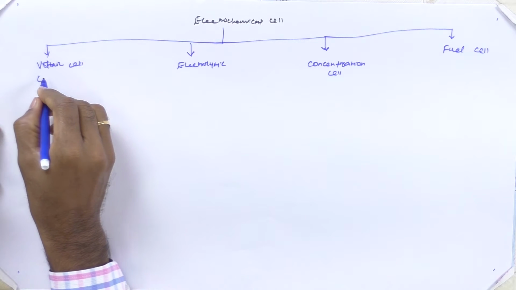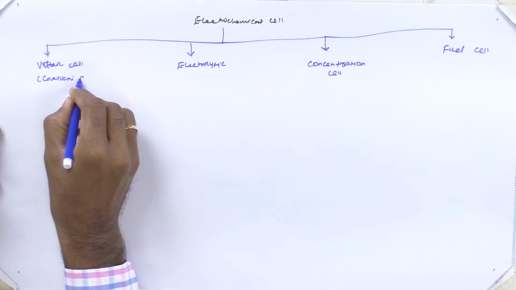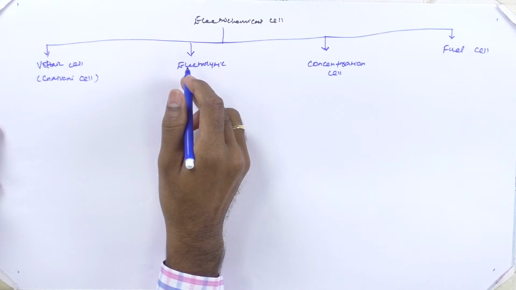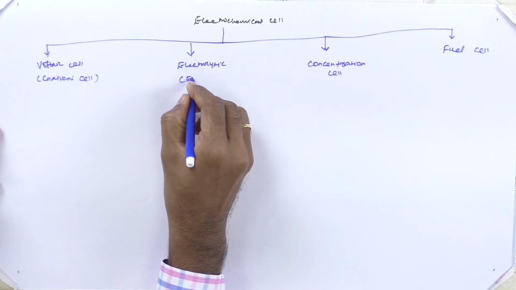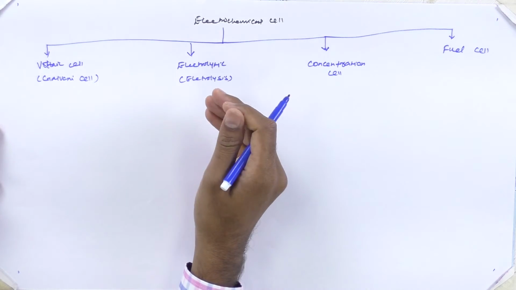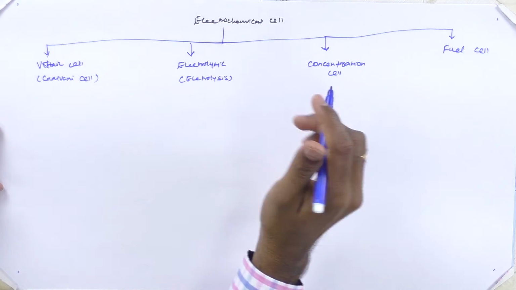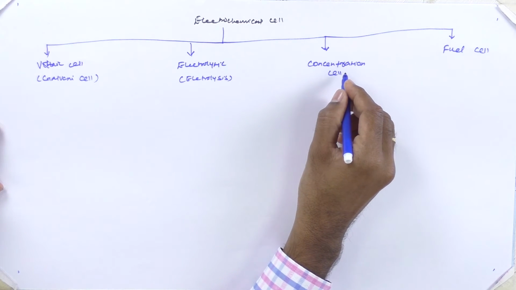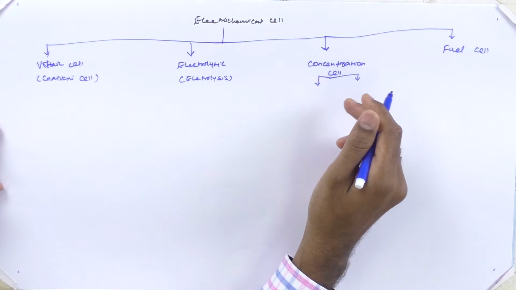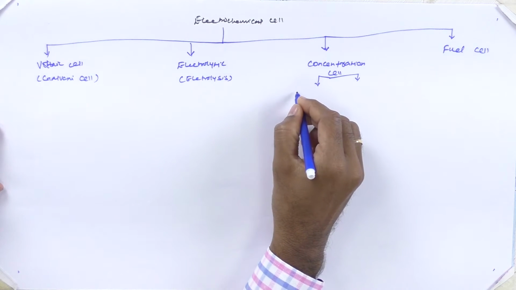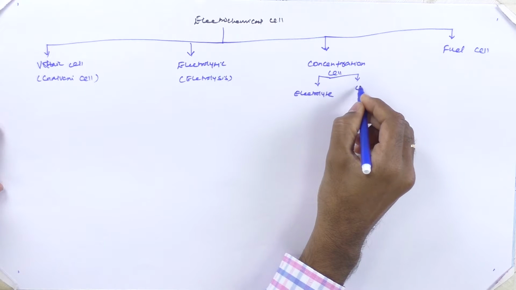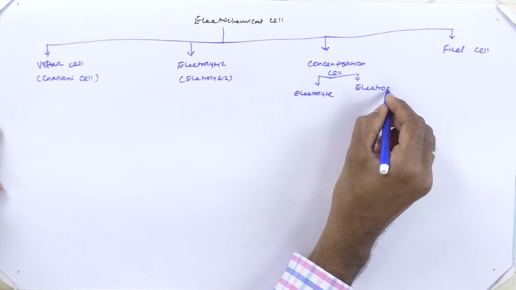Now the voltaic cell is otherwise called a galvanic cell. And for the electrolytic cell, the best representative example is the electrolysis process. Say, for example, copper coating is the best example of an electrolytic process. Alright, now the concentration cells are further divided into two major classes, based on the concentration of electrolyte and based on the nature of electrodes. Accordingly, they are called the electrolyte concentration cell and the electrode concentration cell.